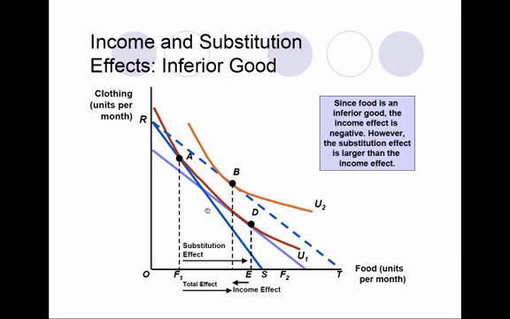Now, again, RS is our original budget constraint, U1 is our original indifference curve, meaning point A is our optimal point. The price of food falls, making my budget constraint now RT. Indifference curve is now U2, making my new optimal point B, meaning I'm moving from A to B. Now, substitution effect, I draw a line that's just parallel to my new budget constraint, and I draw it inward until it just touches U1. As I draw it inward, it would touch at point D.